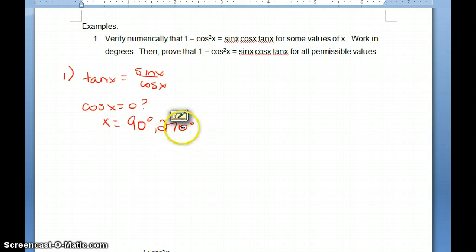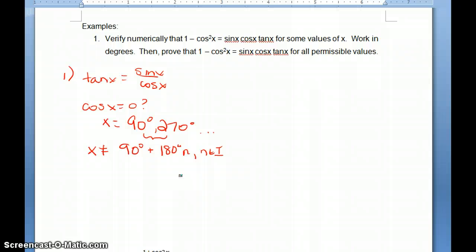And then you don't give us a restriction, so we can do it for a general solution there. So what we can say is that x cannot equal 90 degrees plus 180 degrees, if you take that difference here, and that'll be multiplied by some value n, where n is an element of integers. Hopefully by now we have lots of practice with that. So your non-permissible values for that one are 90 degrees plus 180 degrees n, where n is an element of integers.